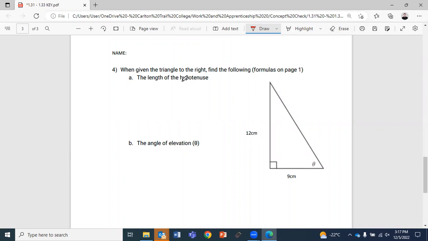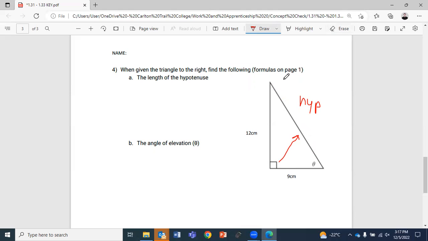So question 4, when given the triangle to the right, find the length of the hypotenuse. The hypotenuse is always going to be opposite of your right angle, right? So that's this thing right here. I'm going to put HYP, that means hypotenuse. That's this line right here. So I want to find the length of that.